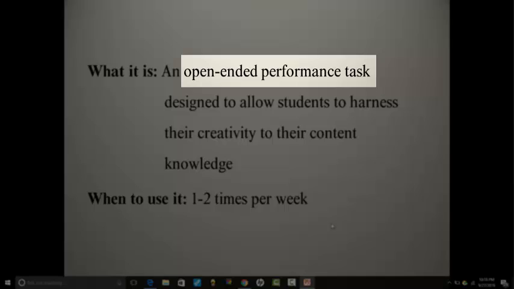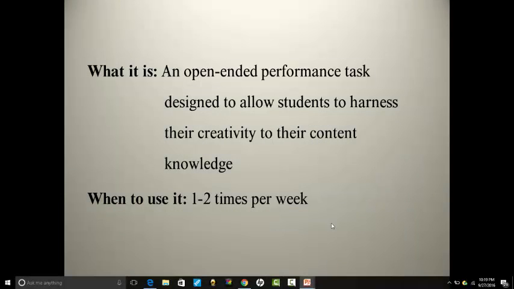Now, there might be times when you structure it a little bit and you say, I'm looking for this kind of reflection or that kind of reflection. But for the most part, the idea is to break away from closed-ended, regimented assignments and instead allow them to work on something more open-ended. This doesn't work all the time. We know that they need to work on certain skills, certain types of writing skills in particular. So I would recommend 1 or 2 times a week, but of course you would adjust that to your needs in the classroom.